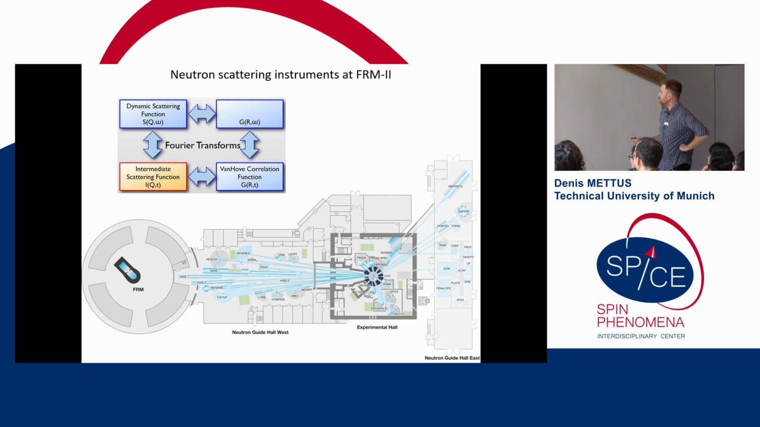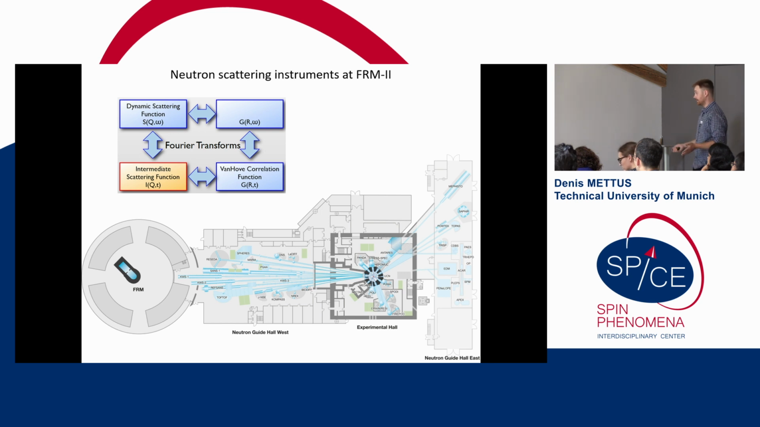Yeah. So we start from the dynamic scattering function, and you can use Fourier transform to transition to the real space, or you can go from the energy domain to the time domain and study characteristic time scales. Like you can study the lifetime of magnons when you go to the intermediate scattering function.